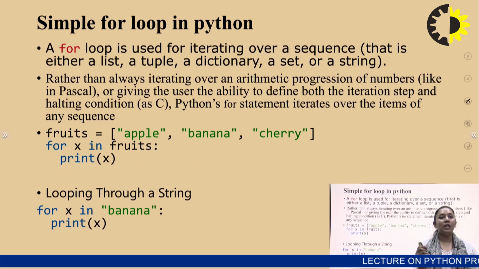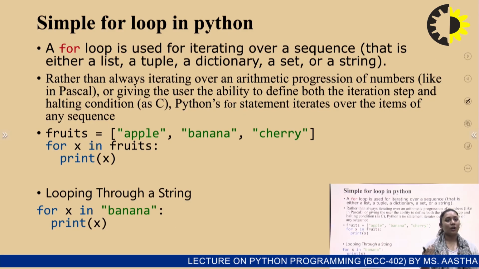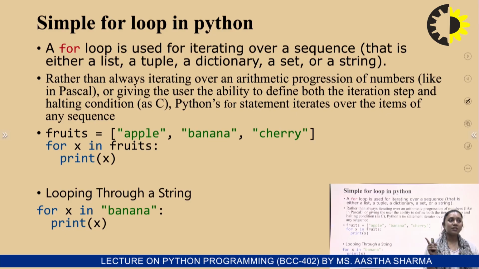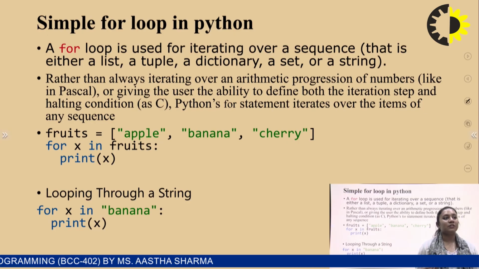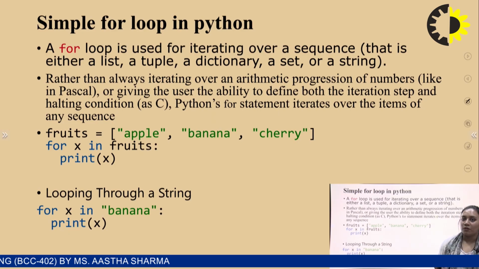Let's talk about the loop in Python. A loop in Python is mainly used for iterating over a sequence, which can be a list, a tuple, a dictionary, a set, or a string, right? So rather than iterating in an arithmetic progression of numbers, here we use a list, a tuple, a dictionary, or a string.